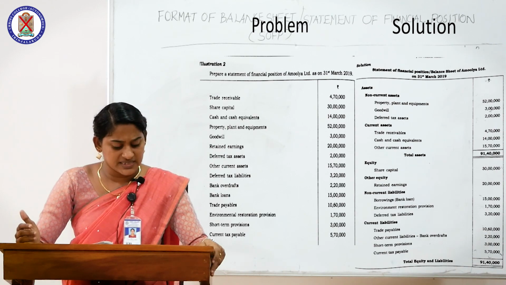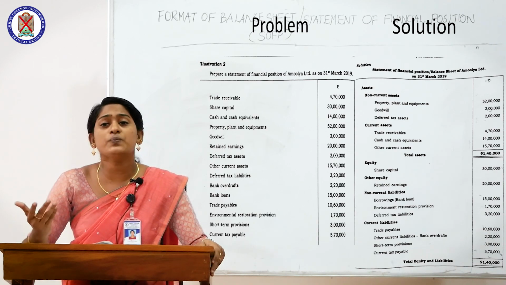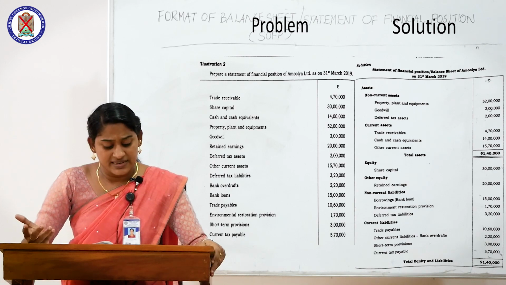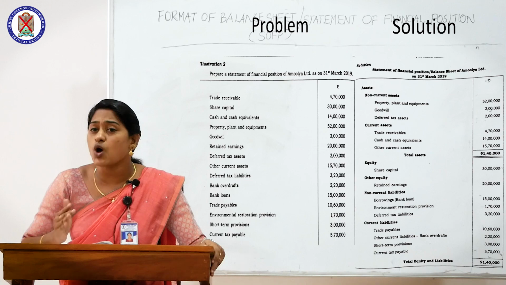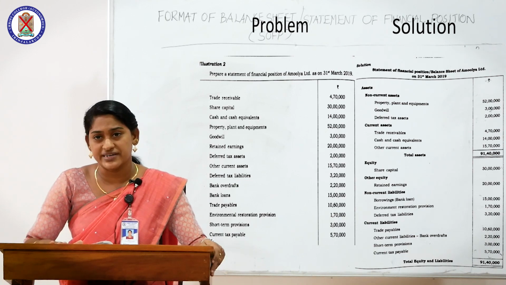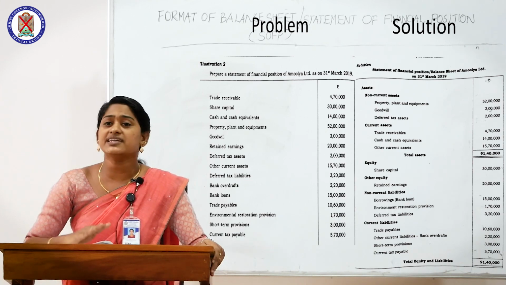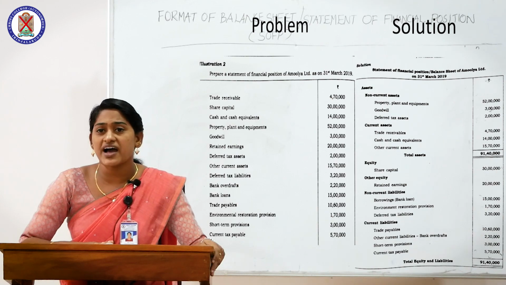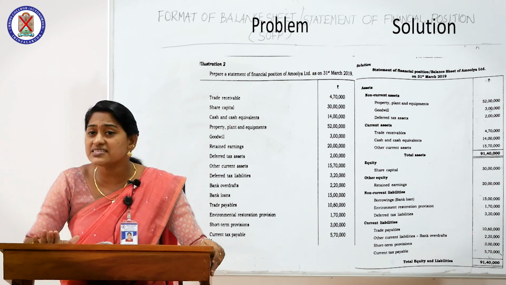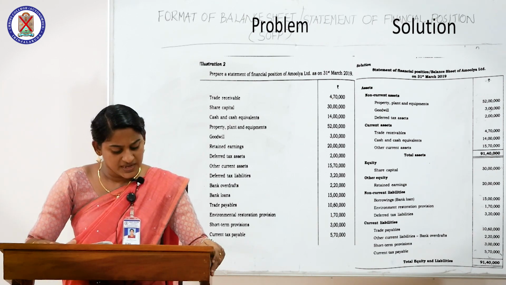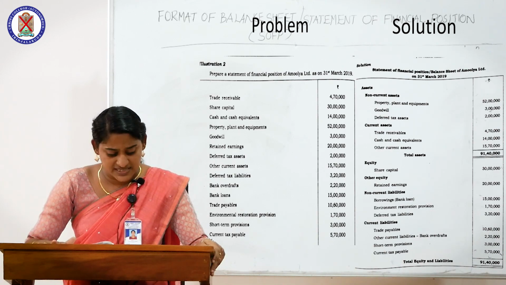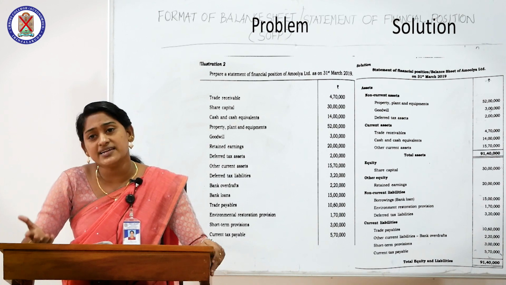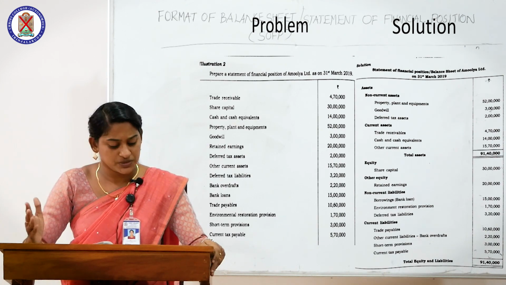Then the next one is retained earnings. What do you mean by retained earnings? Retained earnings are the portion of a business profit which is not distributed among shareholders as dividend. The retained earnings are a part of other equity, so it should be placed under other equity. Then the next one, deferred tax asset, is an asset which is of non-current nature, so these are placed under the head non-current asset.